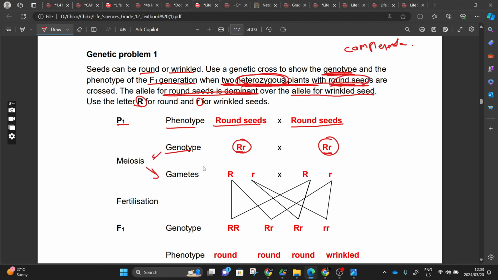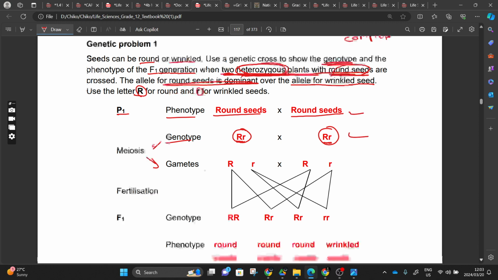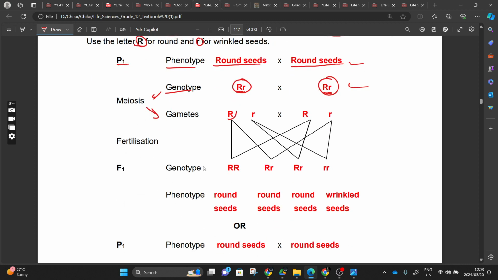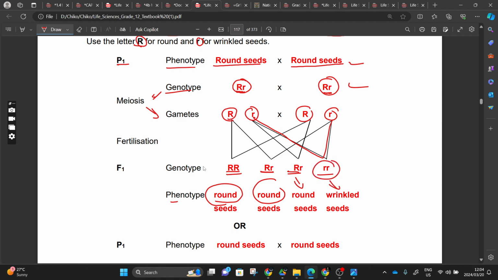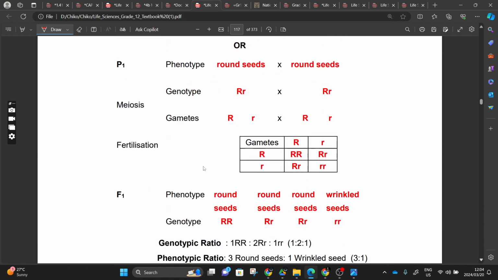Then we have meiosis, we have gametes, and then after here, when you got this and this, there's a downward slope. Then you have a capital letter R, small letter r, the gametes, and then they will form this one and this one. And then phenotype will have the round seed because of the dominant one. And then because this one they are small r, they have a wrinkled seed. Or you do your Punnett square. Punnett square, the capital letter R and the small letter r, they will join.